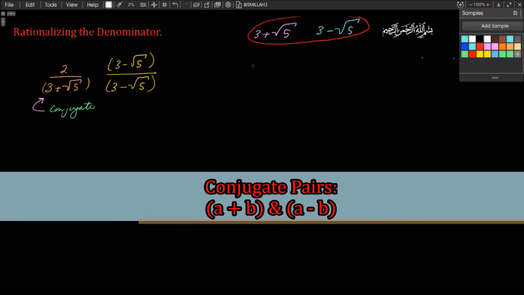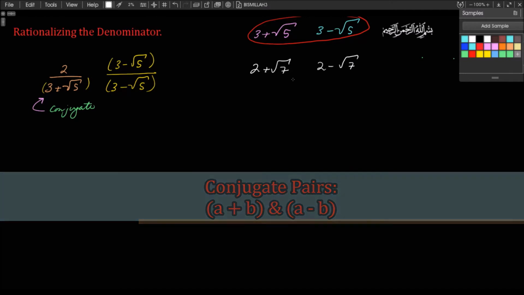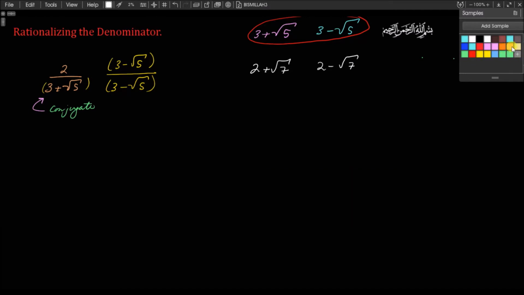These two are called conjugate pairs. Another example would be if you have 2 plus square root of 7, the conjugate pair here would be 2 minus square root of 7. The conjugate of 2 plus square root of 7 is 2 minus square root of 7. Now, if you had 3 square root of 5 minus 4, the conjugate of 3 square root of 5 minus 4 would be 3 square root of 5 plus 4.